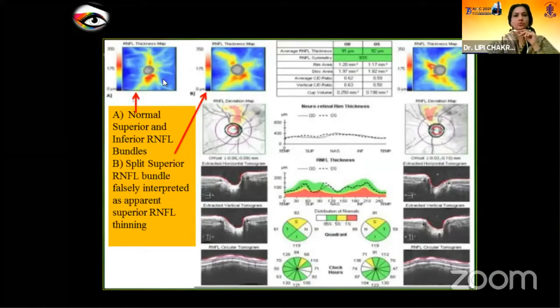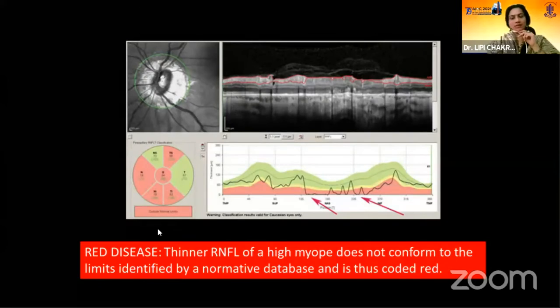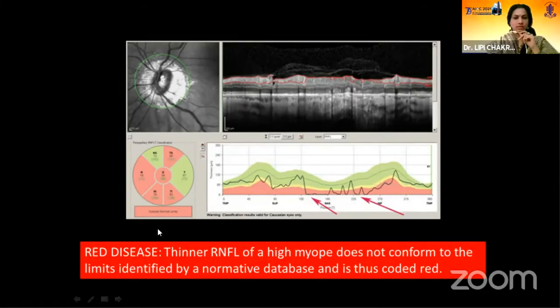Again, the normal superior and inferior RNFL bundles look something like this. There is something like an entity called physiologically split RNFL bundle. If that is there, then that may be interpreted as apparent RNFL thinning. Red disease and green disease, we have read on this. Red disease is false positive.